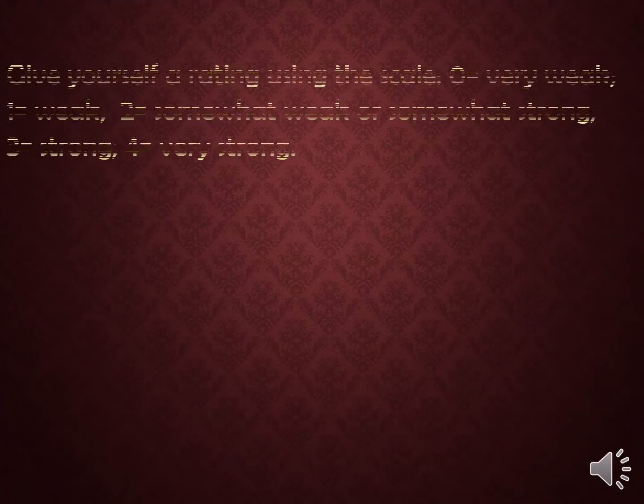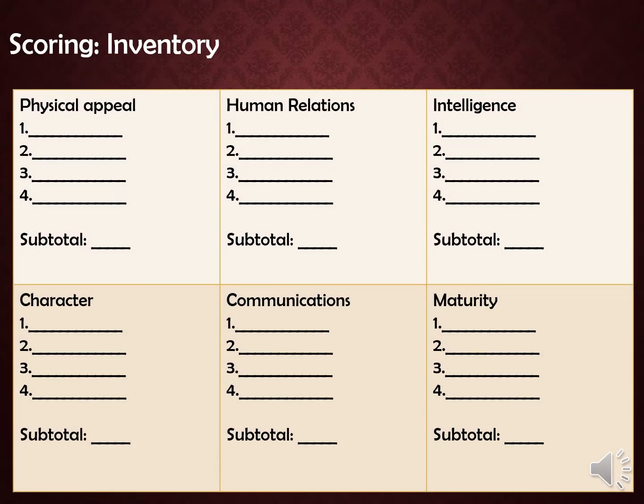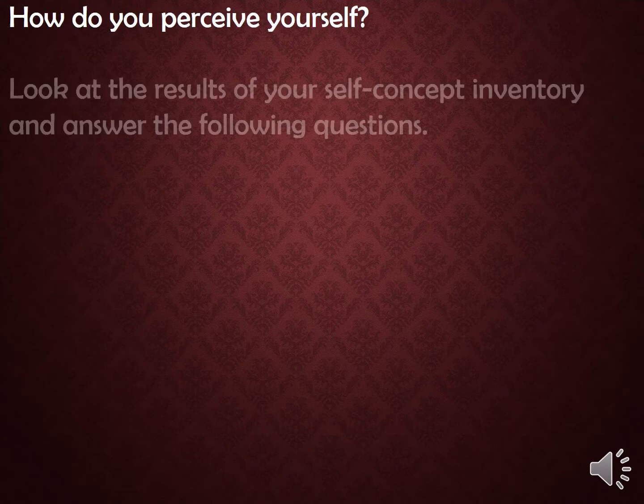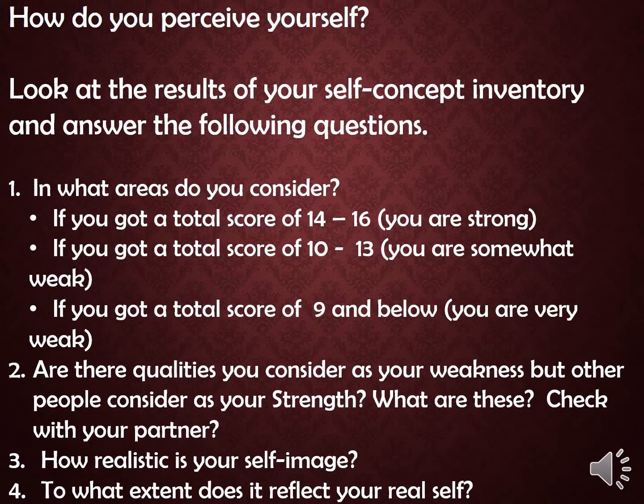Next, scale or rate your own self in physical appeal, human relations, intelligence, character, communication, and maturity based on this scoring. Okay, so number 2, are these qualities considered as your weakness but other people consider as your strength? What are these? Check with your partner. How realistic is your self-image? To what extent does it reflect your real self?